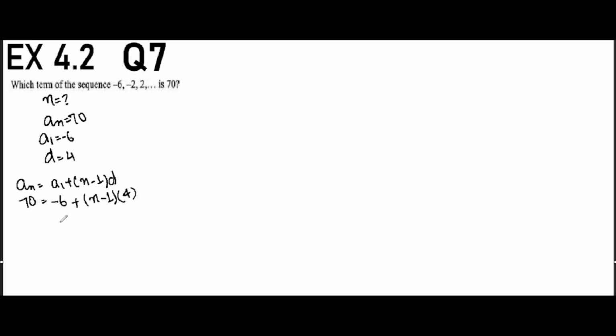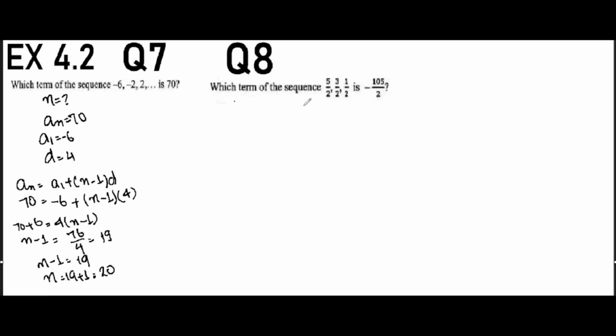Now let's solve it. 4 into (n minus 1) equals 70 plus 6. Okay, n minus 1 equals 76 by 4, which is 19, since 4 ones are 4 and 4 nines are 36. So n minus 1 equals 19 and n equals 19 plus 1, which is 20. So the 20th term of this sequence is going to be 70. Now do question number 8.